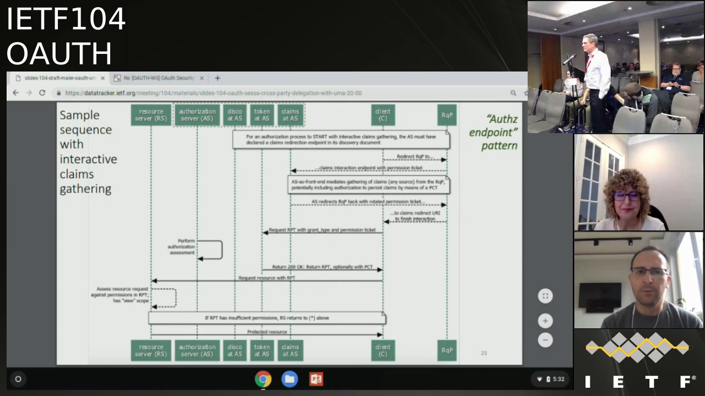Yeah, I think it's important that these two can coexist in the same flow, right? So some claims can be collected in the push mode, I would say, and some through the claims interaction mode. Looks like Tony's coming.